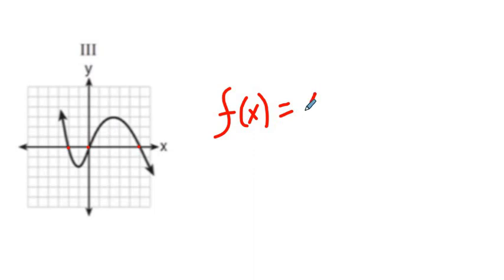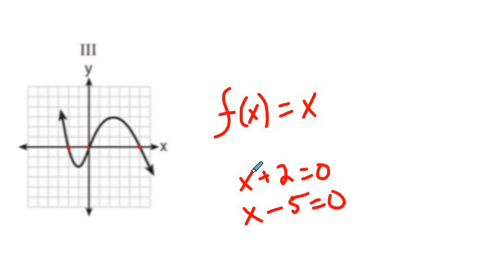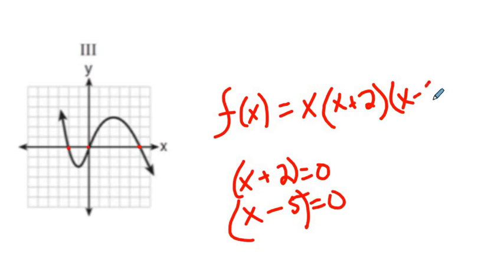So if it's got a root at 0, we know one of the factors is x. If it's got a root at negative 2, we know that x plus 2 is going to equal 0. And if it's got a root at positive 5, we know that x minus 5 has to equal 0 at some point. So these can be our 3 factors, and we can write it out like this. X times x plus 2 times x minus 5.